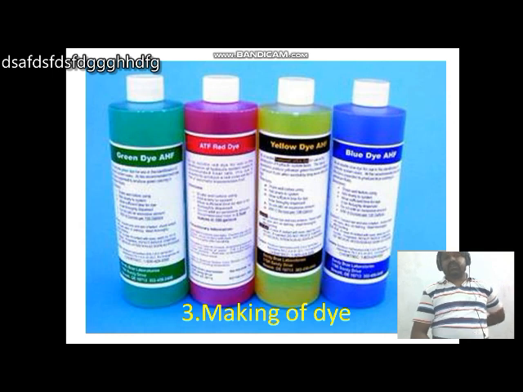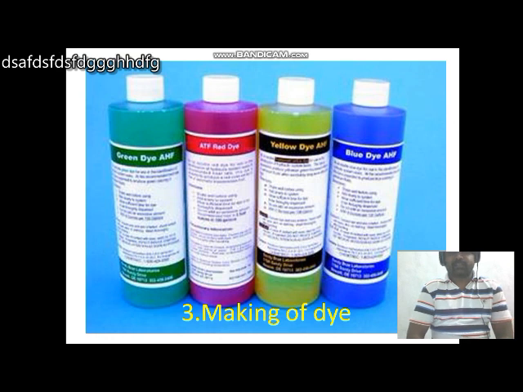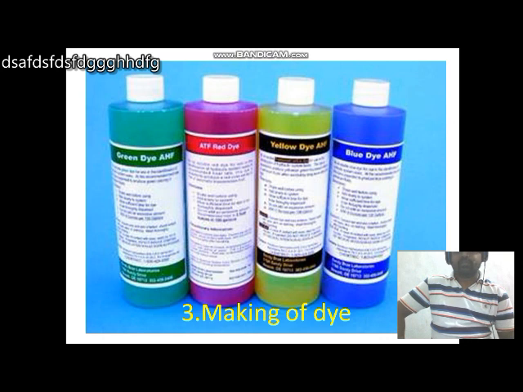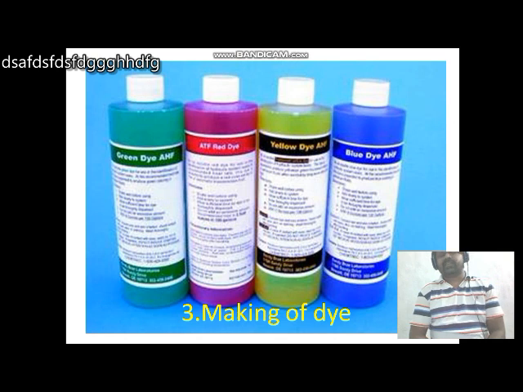Next, it is used for making dye. See here, a total of four colors are there. One is green, second is red, third is yellow, fourth is blue. These colors are known as dyes. So dye is one kind of color component, and that color component dye is made by nitric acid. That means not nitric acid alone; with nitric acid, they add many different kinds of chemicals.